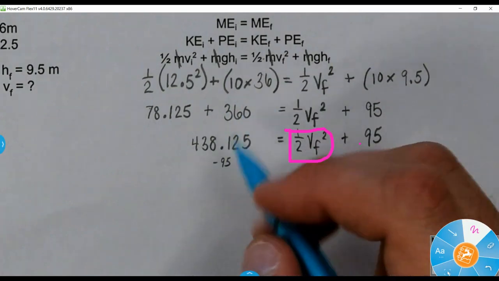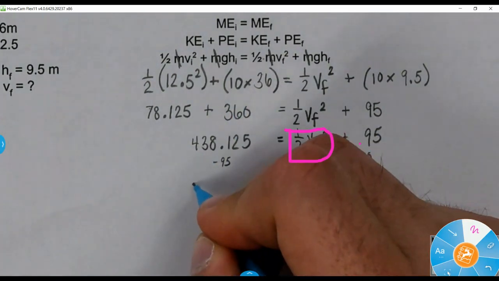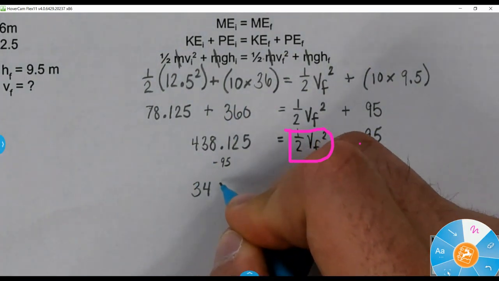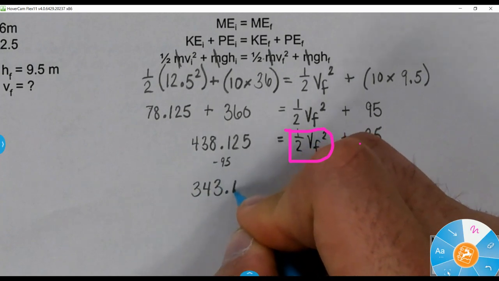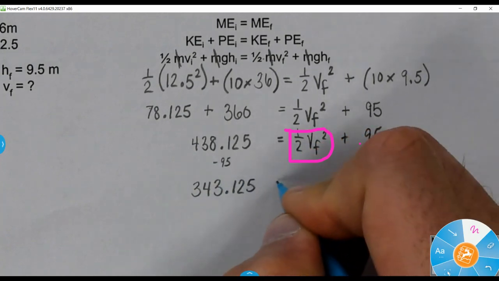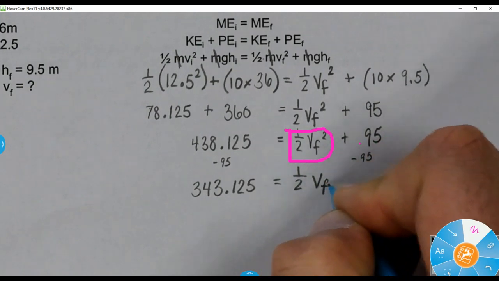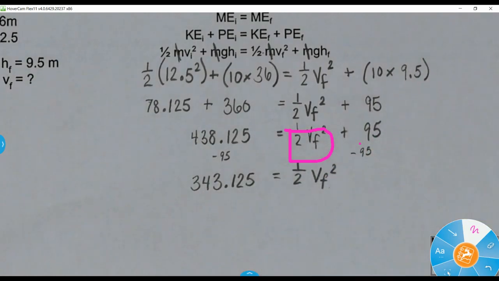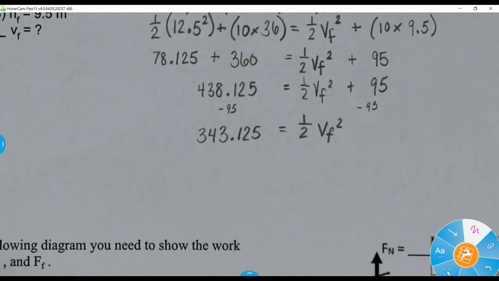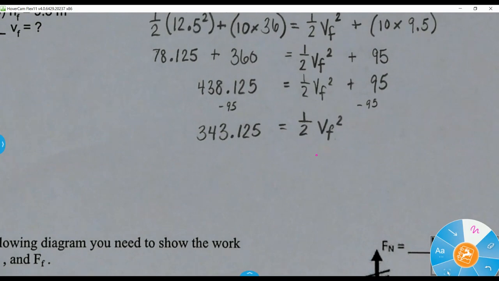So now, when I type it into the calculator, this is going to wind up becoming 343.125 equals 1/2 VF squared. Okay. Again, we're looking for VF.